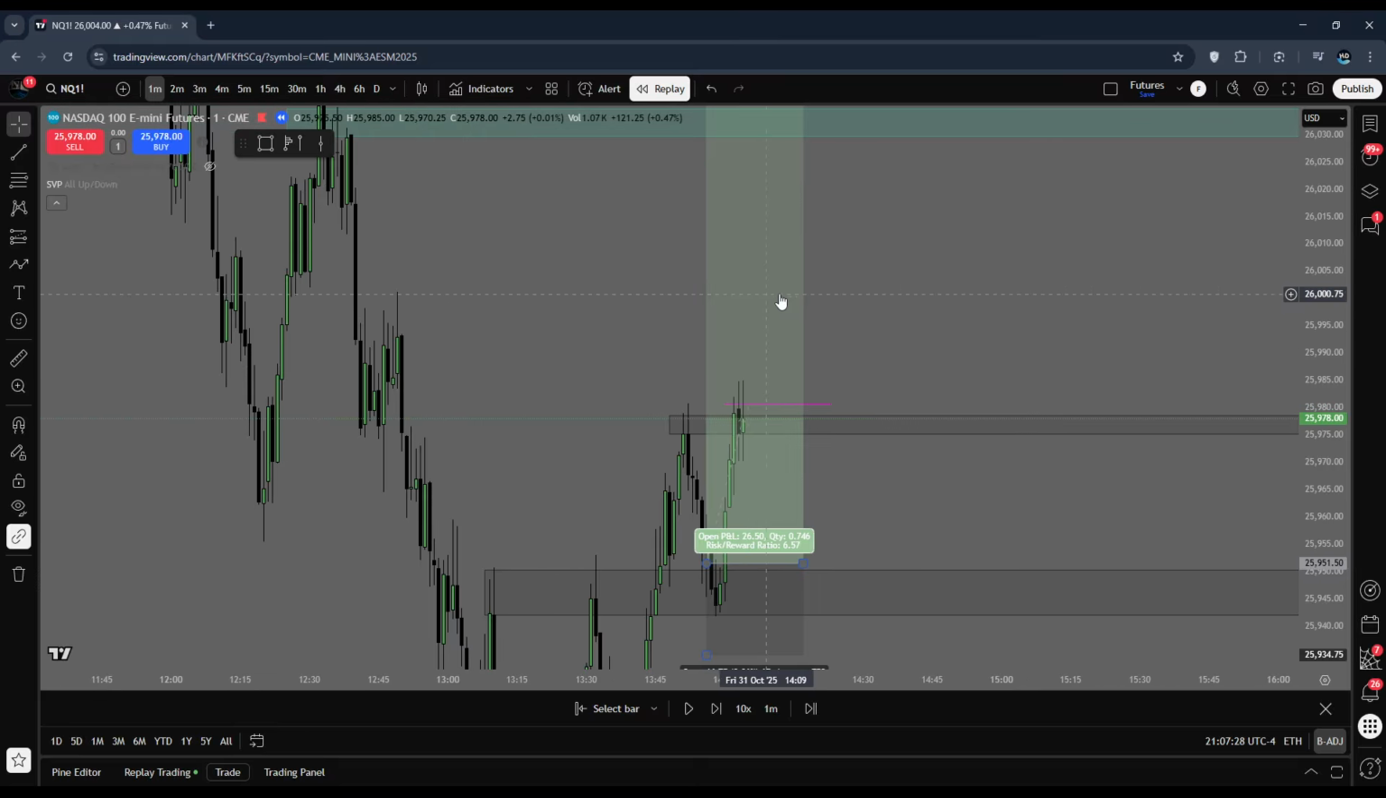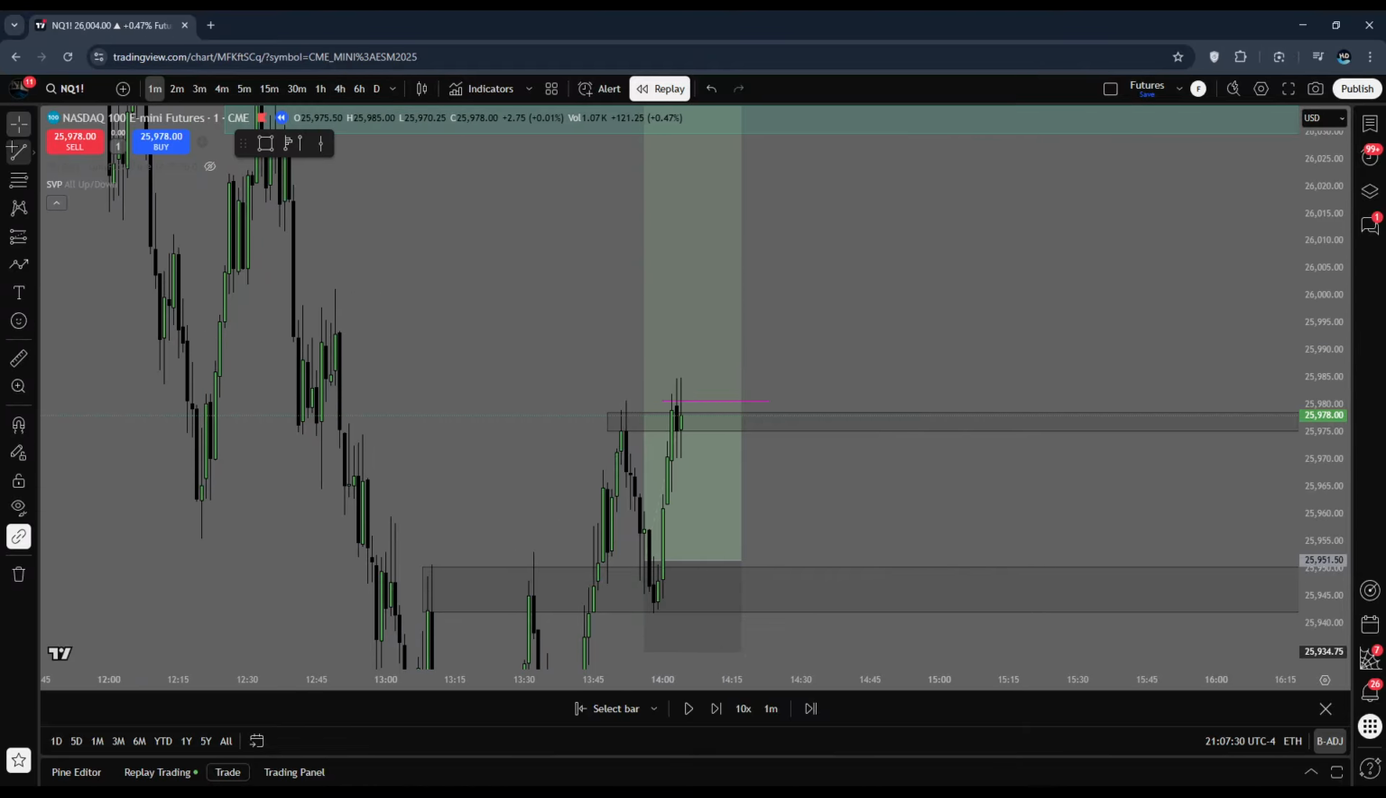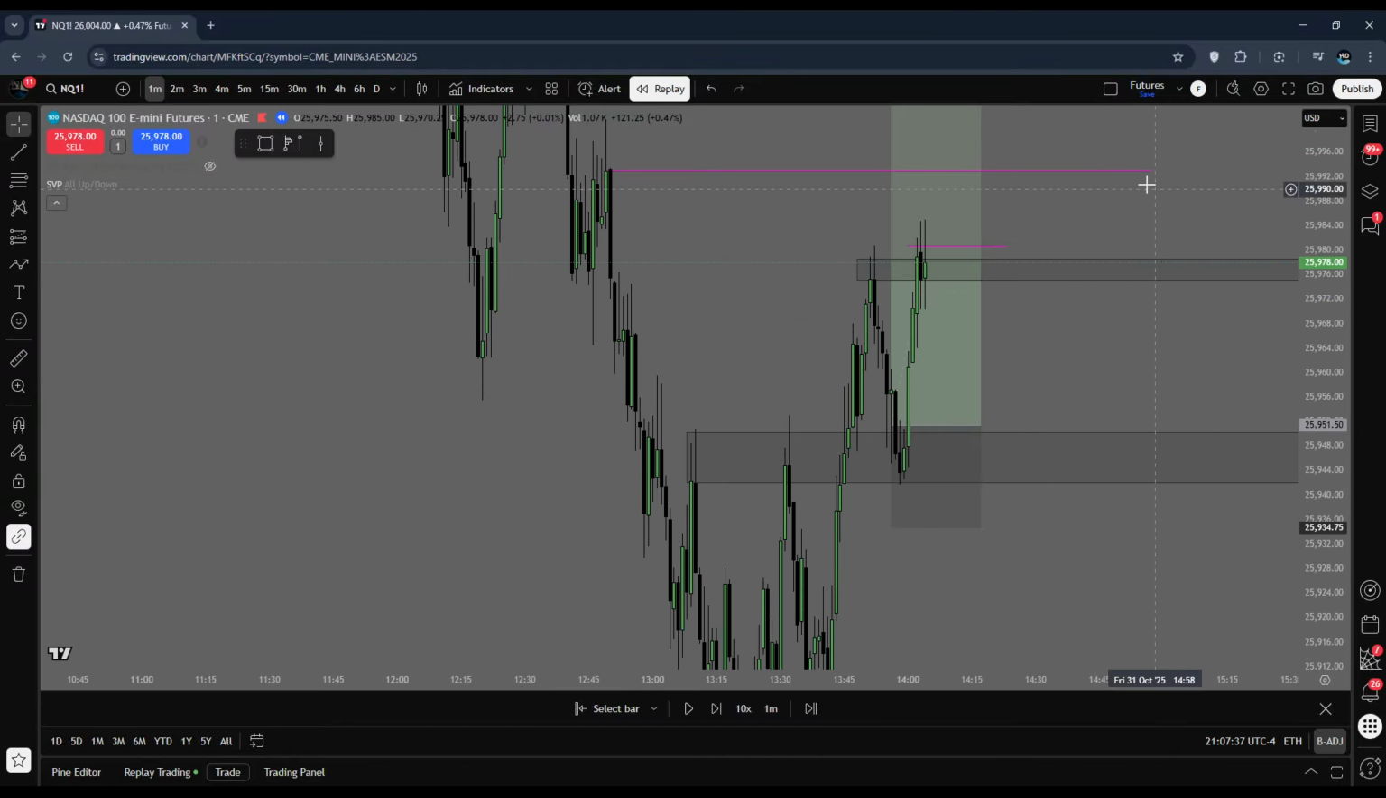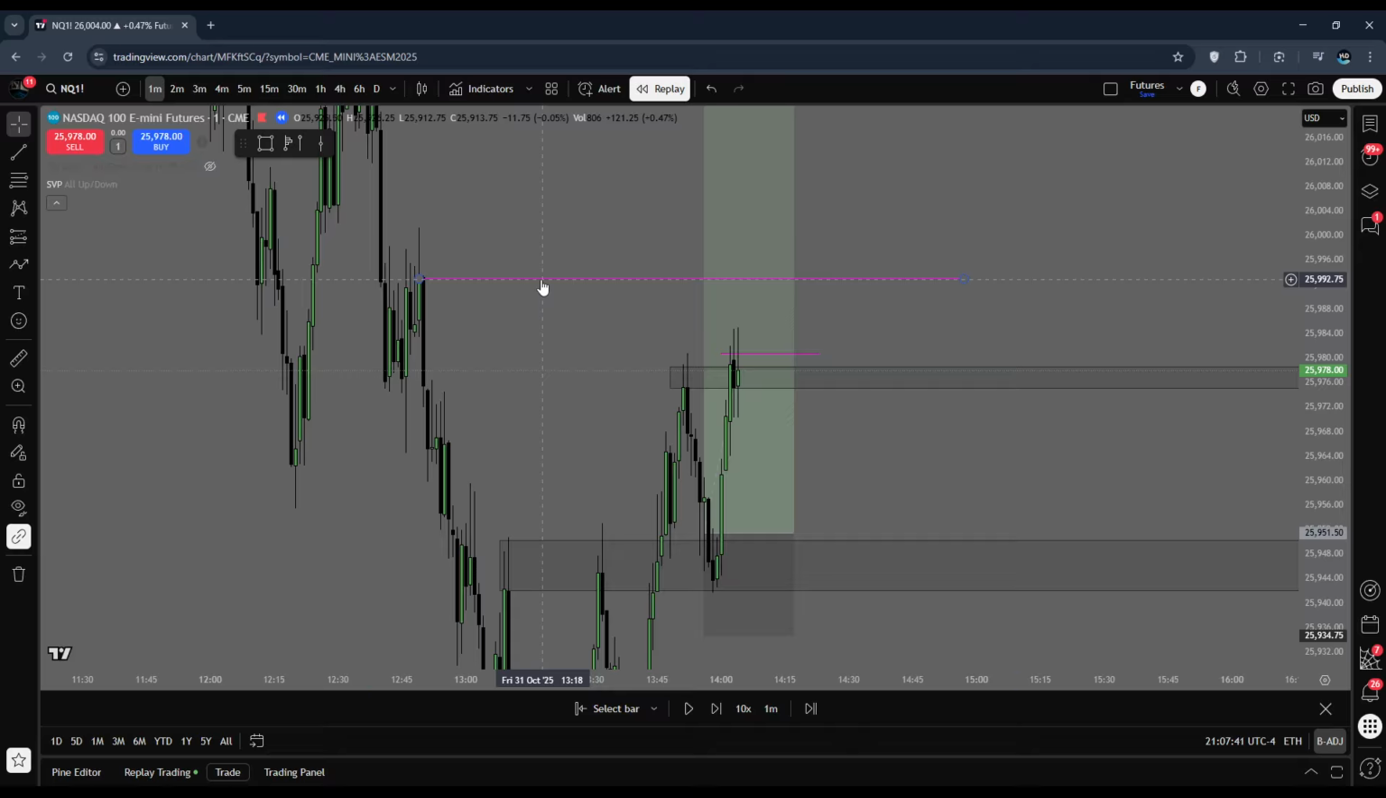And I was only in 2 contracts on demo, because I was pretty bullish at this point. I wouldn't scale here on my real funded accounts. I'd probably scale here, scale a lot. So right there.